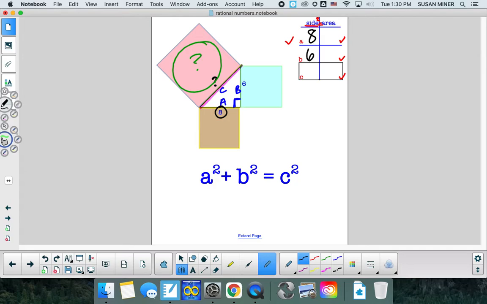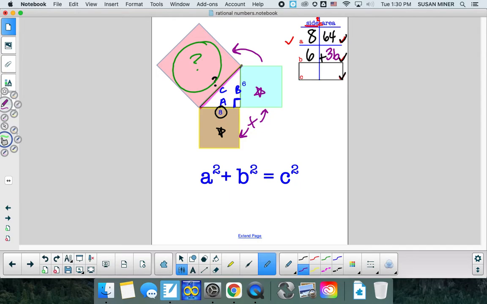What I know is that this area plus this area will equal this area. Okay, so first I have to find the area of this triangle. Well, 8 squared, or 8 times 8, is 64. Now I need to find the area of this square. 6 times 6 is 36. So I know that this area plus that area is equal to that area.